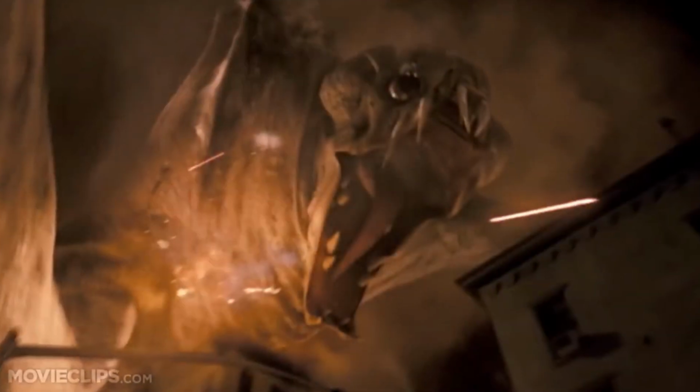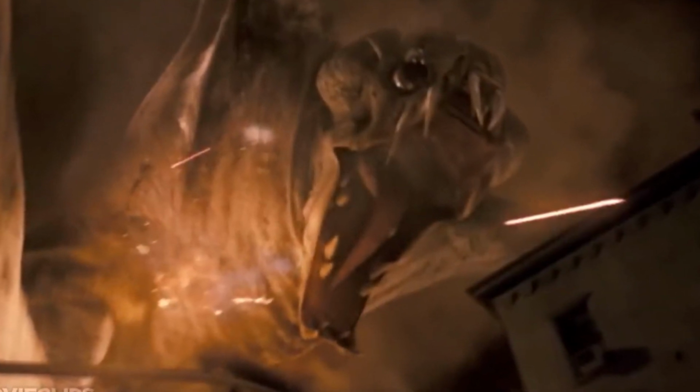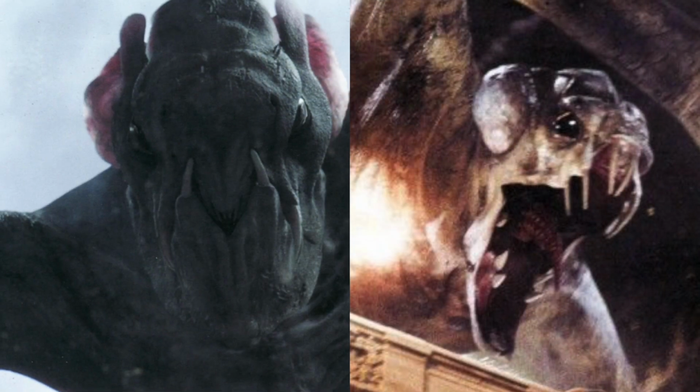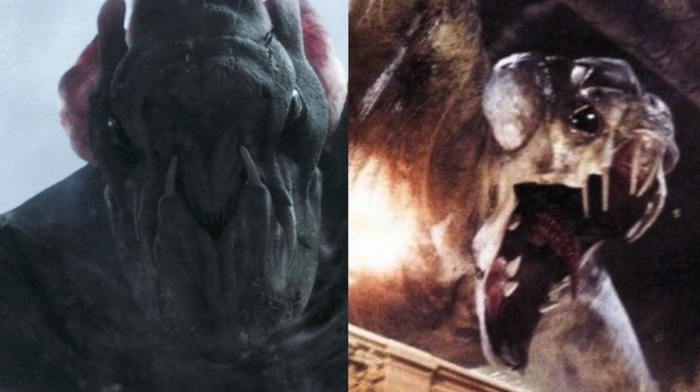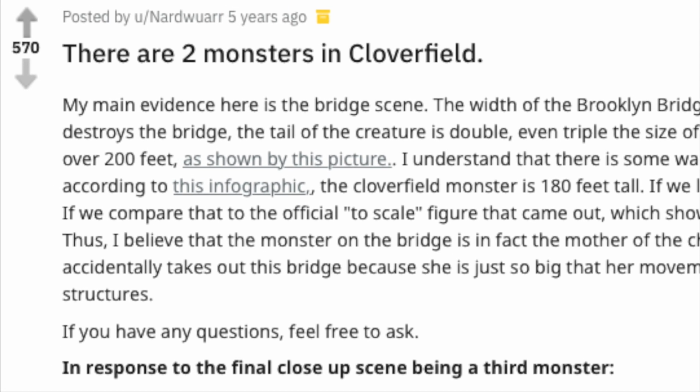See, in the story we follow a group of New Yorkers as they try to escape the city. During this time, the Cloverfield monster makes several appearances as it is destroying buildings everywhere. Some fans have asserted that there are some discrepancies in some of the monster's features between these appearances, and thus the theory that there are two main monsters in the movie was born.